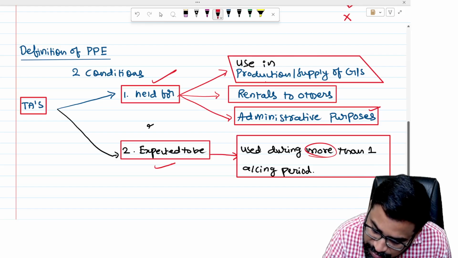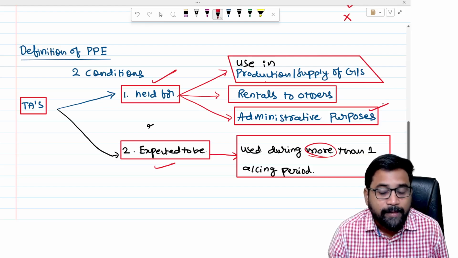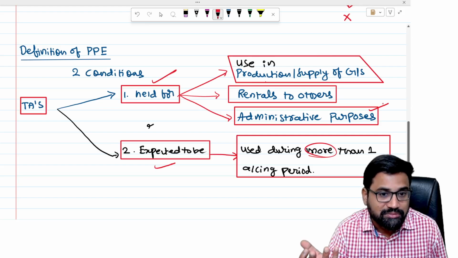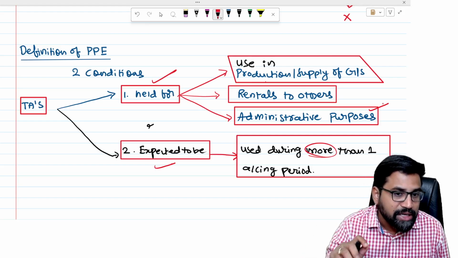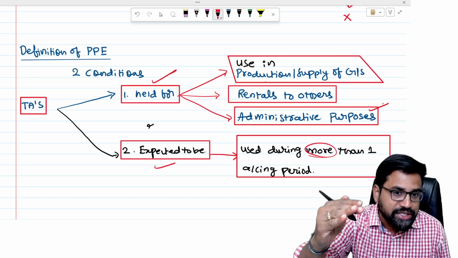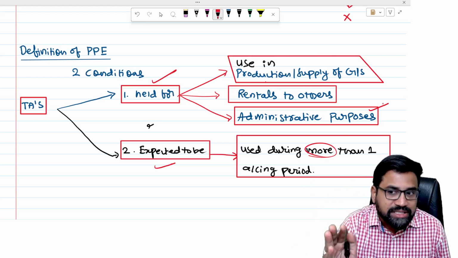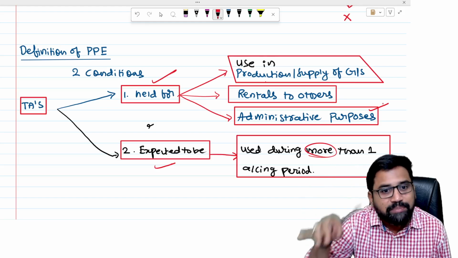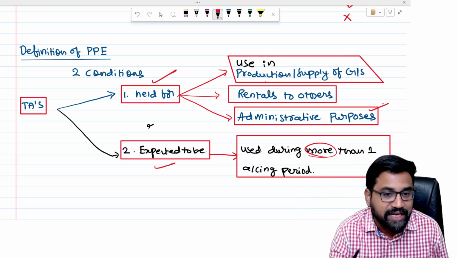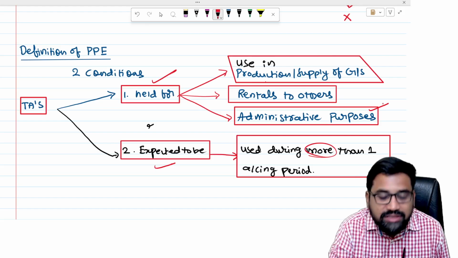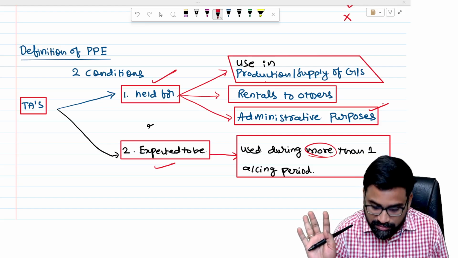And here, what is the meaning of the word administrative purpose, sir? Administrative purpose is a broader term which includes, in the organization, except production, there are so many departments. Now these departments also will use assets, different kinds of tangible fixed assets. They are all generally covered under administrative purposes.